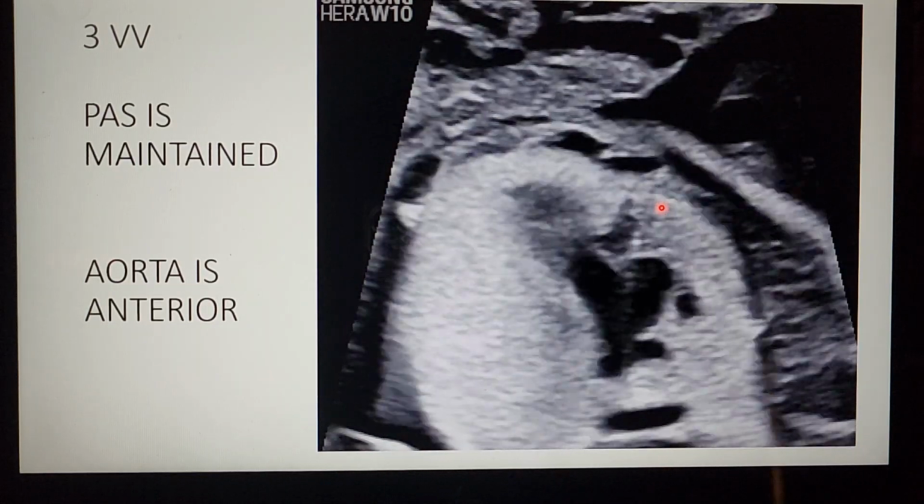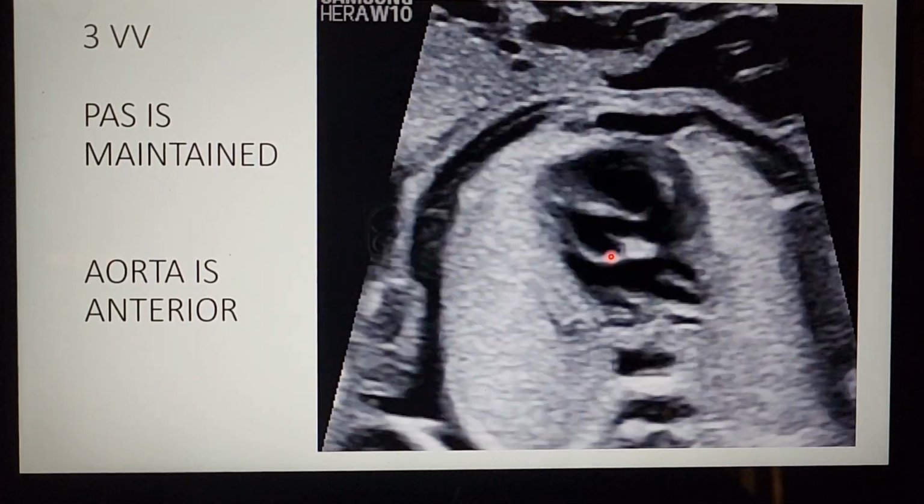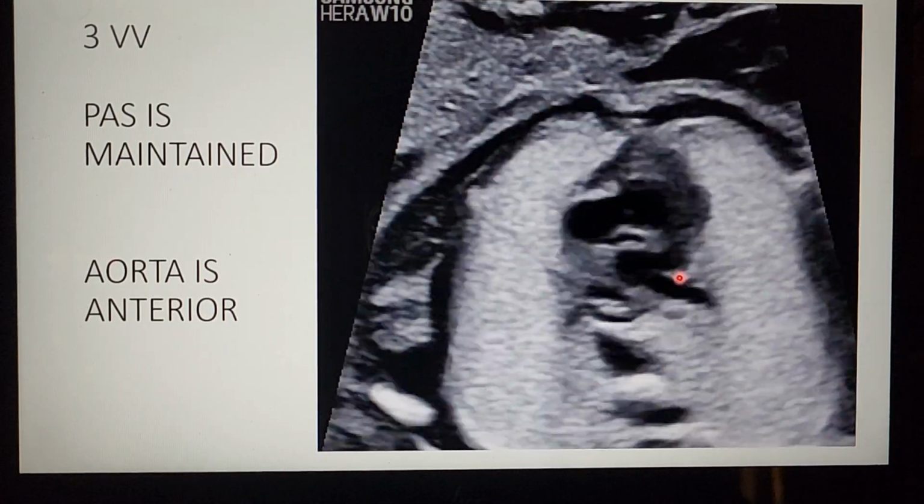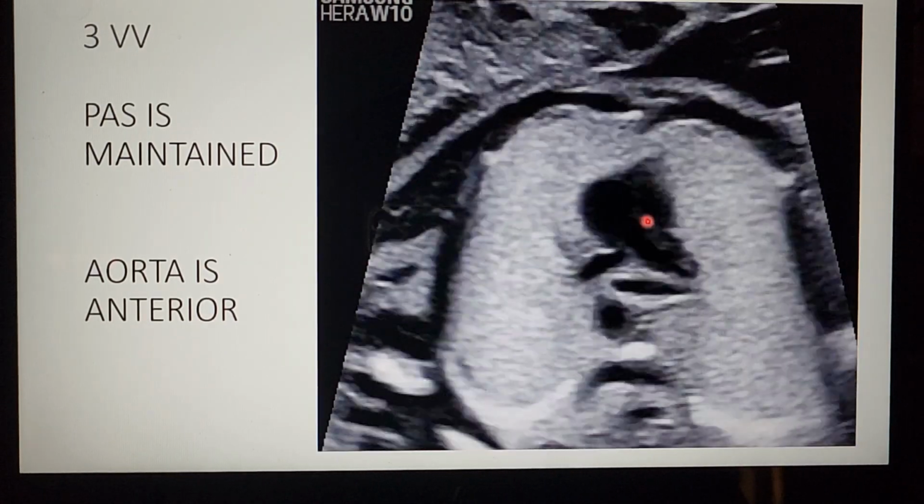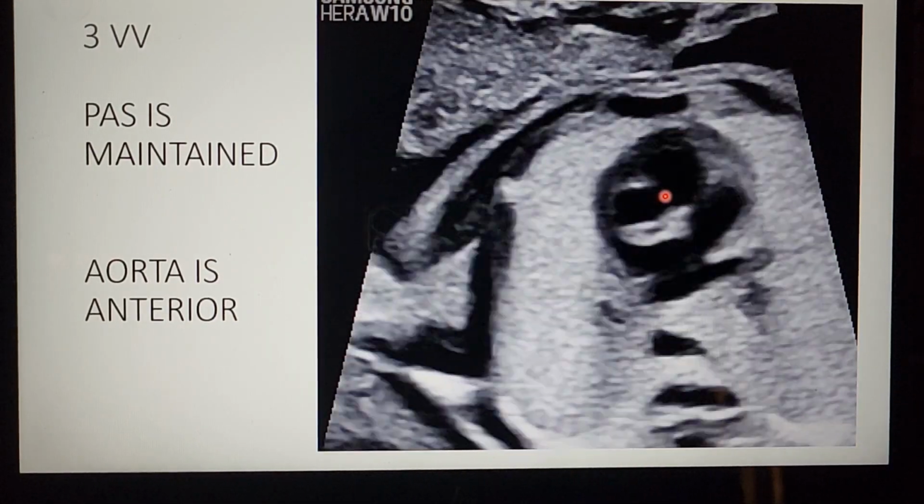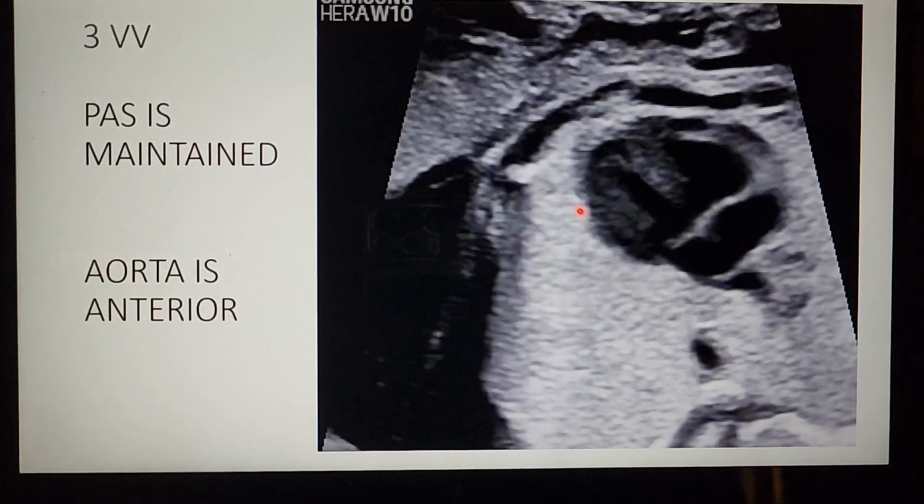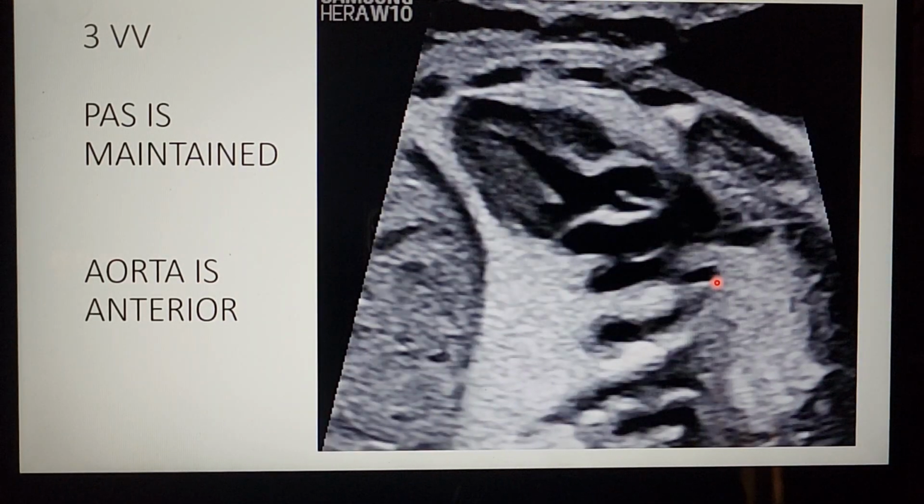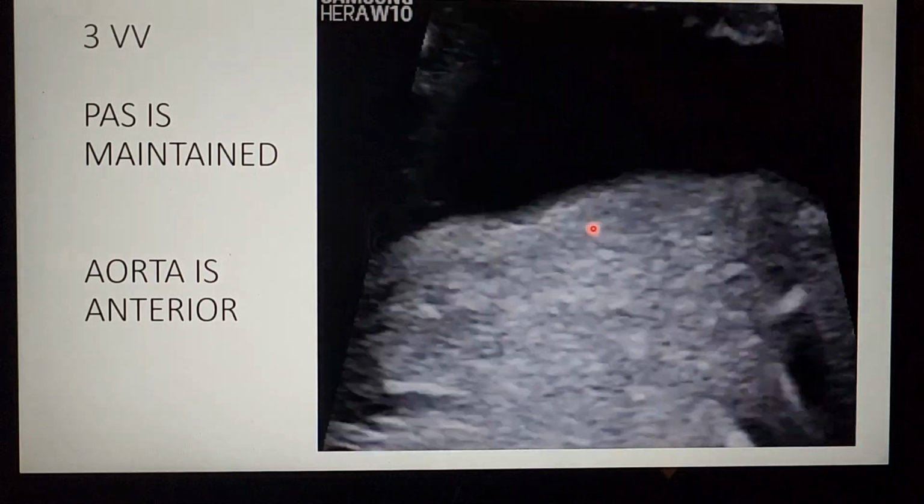And then we will look at the 3-vessel view now. Carefully look at the 3-vessel view. That's pulmonary artery, that's aorta, and that's superior vena cava, and you can see that the PAS is maintained but the A is anterior. Normally in 3-vessel view, the P is anterior, A is posterior, and S is still more posterior. That is, the pulmonary artery is anterior, the aorta is slightly posterior, superior vena cava is very posterior.